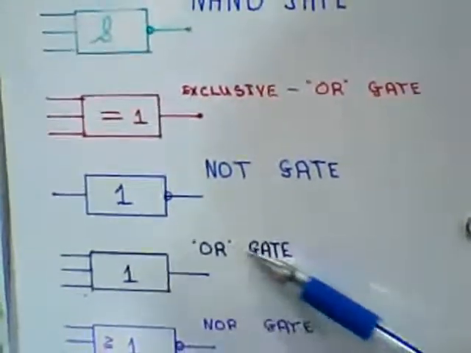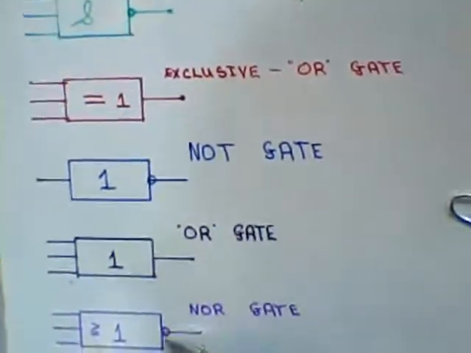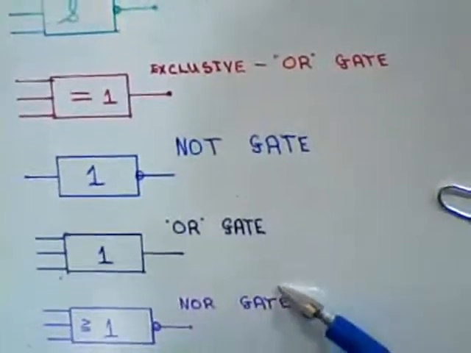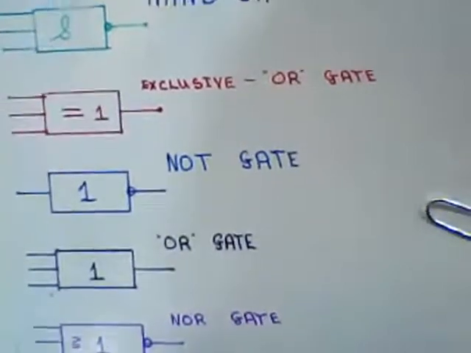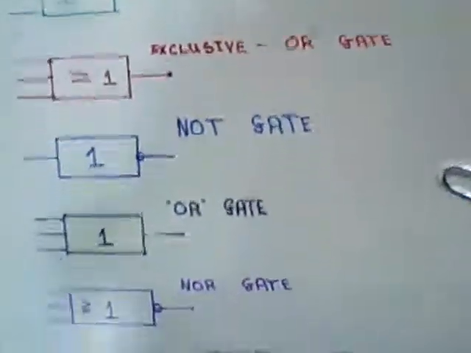That is an OR gate. This is a NOR gate. And here we call this the coincidence or exclusive NOR gate.